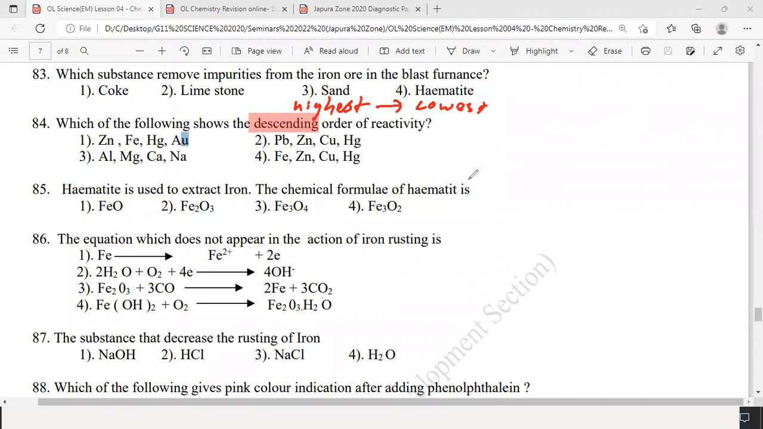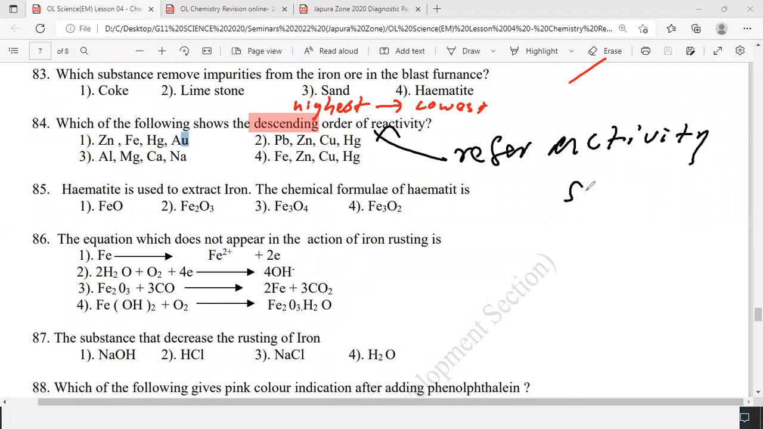To find the descent in order of reactivity, you should remember the 14 metals of the activity series. Refer to the activity series. Look at the screen, everyone. The answer is the first one. Those who got the first answer are really good. Seniti, Kavita, very good. Your answer is correct. Ravi, correct. Well done. The answer is the first one: zinc, iron, mercury, gold.